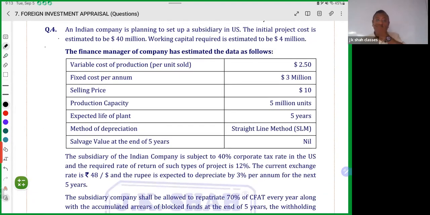An Indian company is planning to set up a subsidiary in the US. The initial project cost is estimated to be $40 million. Working capital required is estimated to be $4 million. Variable cost of production 2.5, fixed cost per annum $3 million. Selling price is $10. Production capacity 5 million units. Expected life 5 years. Method of depreciation straight line. Salvage value nil.